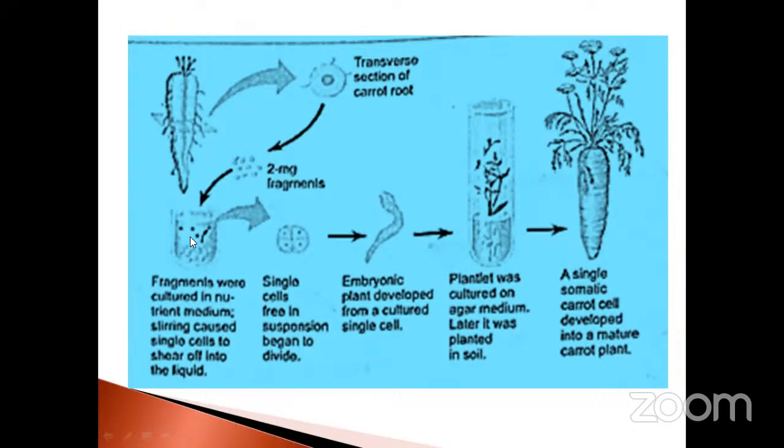Here we are using only a single cell from the parent plant, but we are getting a plant exactly similar to the parent. This process is also called totipotency. A single cell developed into the entire plant. That condition is called totipotency. This is the method, my dear students. Okay, so go to the next one.